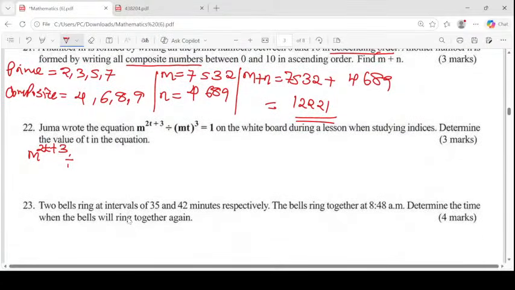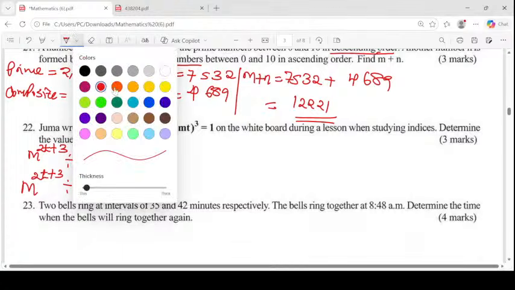So this question is not written well. The correct way should have been m power t, and all of this is now being cubed. That is how it should have been written. Whereby now here this is equal to 1. We could have opened the bracket and proceeded by saying this is m power 2t plus 3 being divided by m power 3t is equal to 1.